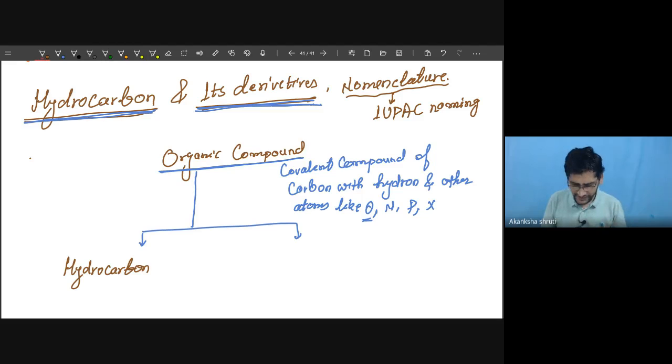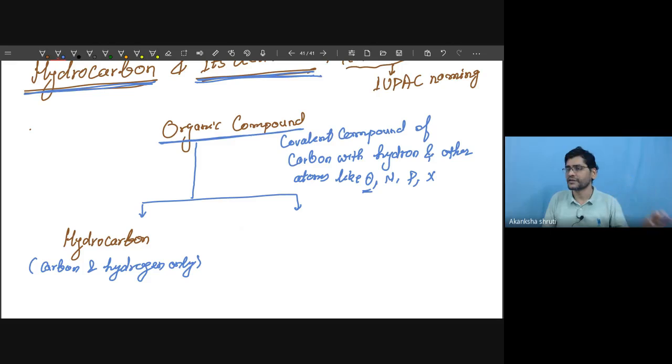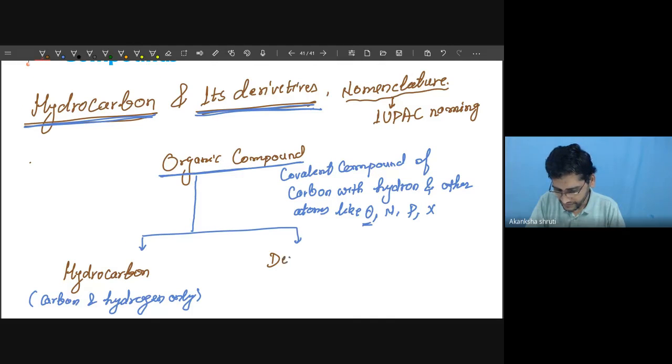Students, just for understanding, hydrocarbons are the organic compounds that contain carbon and hydrogen only. Only carbon and hydrogen are present in the molecule. The other group is called derivatives of hydrocarbon, or simply derivatives, or hydrocarbon derivatives.